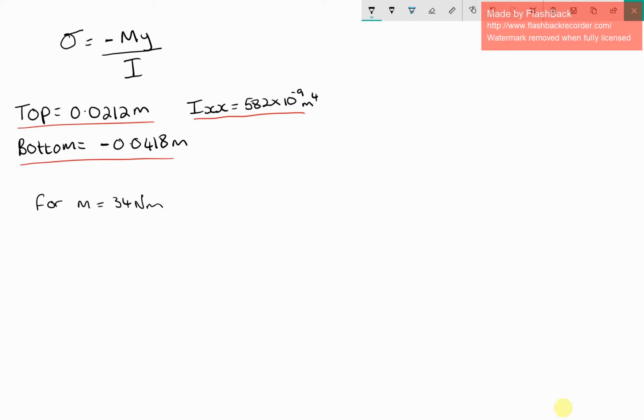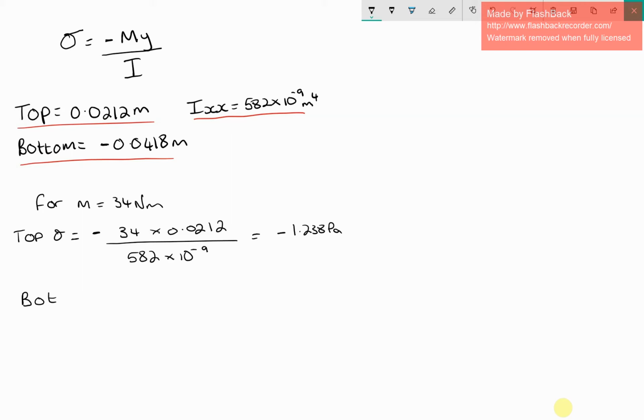So using the values we've obtained for M, which for the first time we're going to use is 34 Newton meters, we're going to plug all our values into this formula now. So we have minus 34 times 0.0212, and that's all over our second moment of area, which is 582 times 10 to the minus 9. We come out with a negative answer of minus 1.238.